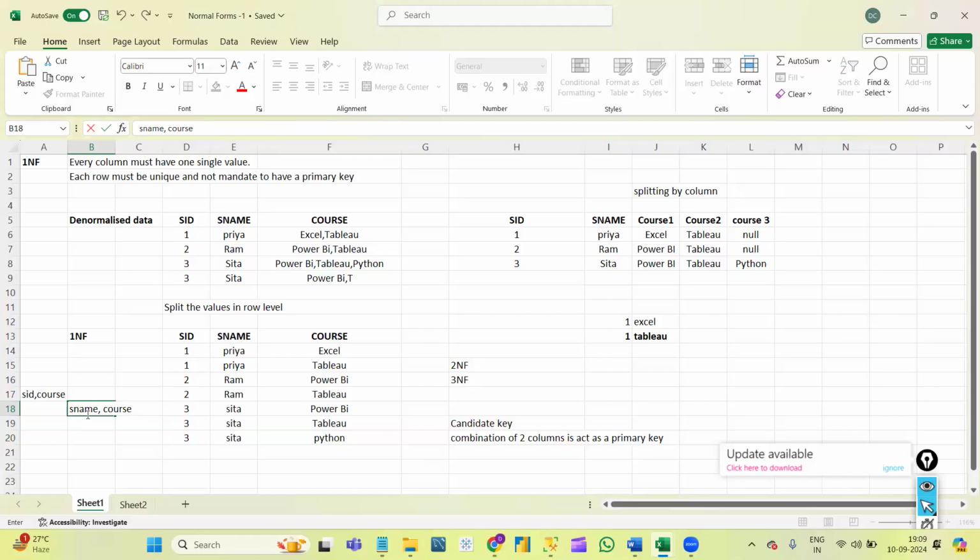The thing is that whenever we use two columns, the combination of those two columns' values should be unique. That's it. Here SID and course, in the sense one Excel is unique, one Tableau is unique, two Power BI, two Tableau, like that the data will be unique. Again, we can also create another candidate key in this table, S name and course. Priya Excel is unique, Priya Tableau is unique, like that. Okay, that is about the candidate key. Did you understand the concept of candidate key, everyone?